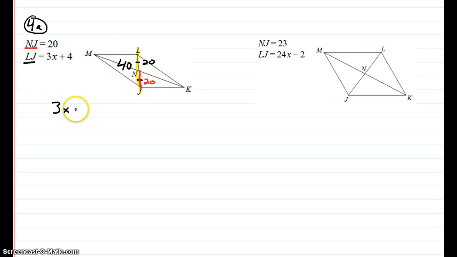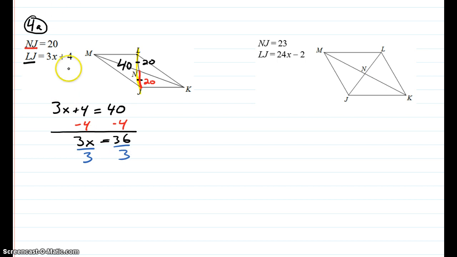So let's write 3x plus 4 equals 40. And now we solve for x. Minus 4 from both sides. And we get 3x equals 36. Get rid of the 3 in front by dividing both sides by 3. So the 3's drop out, and we get x equals 12.